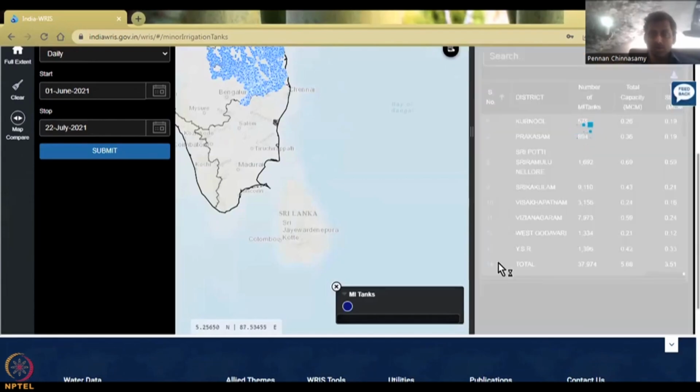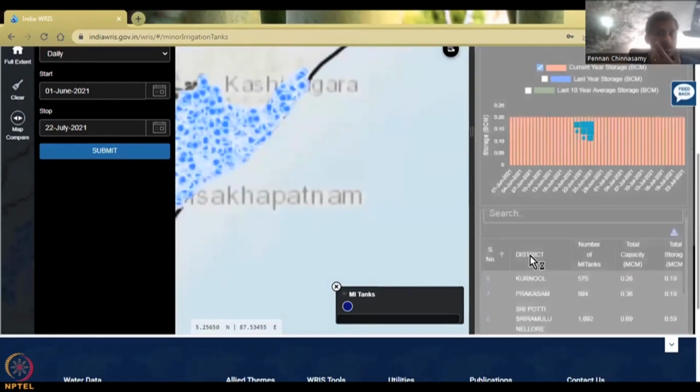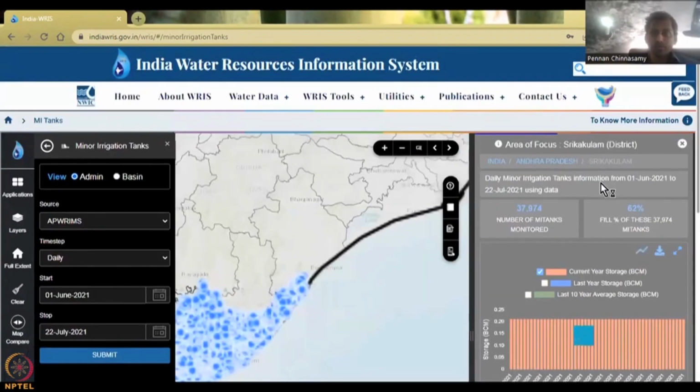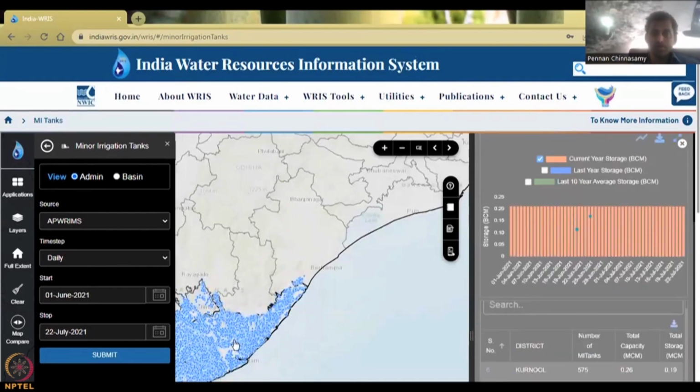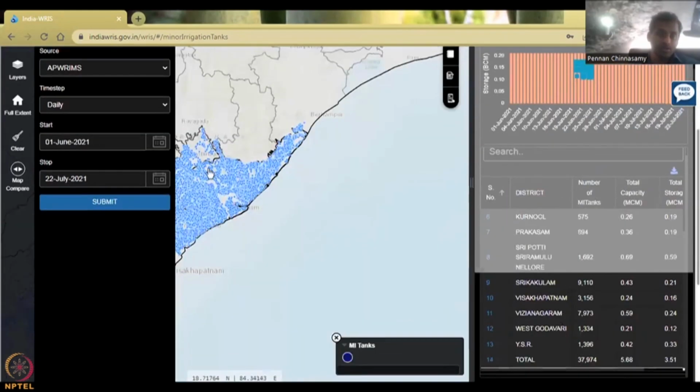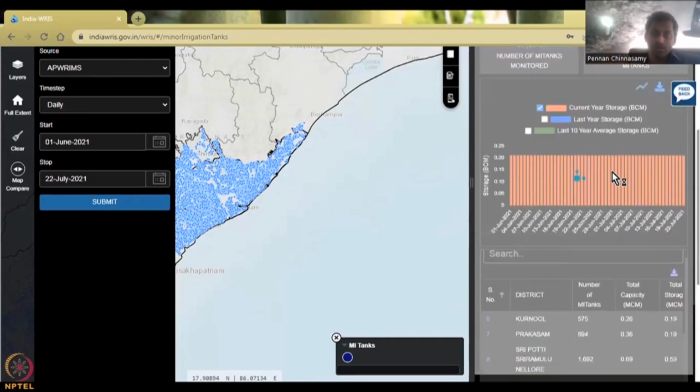So let's say Srikakulam district. Okay, the district boundary comes up because of the location of the minor tanks. It does take some time to see the district. But what is important is all the total storages are given. If you see closely, sometimes the total storage numbers are the same because these are built on a particular size and dimension. So all these minor irrigation tanks are built, and it gives you the data on the storage.